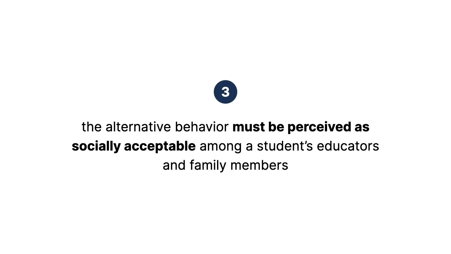Third, the alternative behavior must be perceived as socially acceptable among a student's educators and family members. If the alternative behavior is not perceived as socially acceptable, educators and family members are less likely to consistently reinforce occurrences of the alternative behavior.